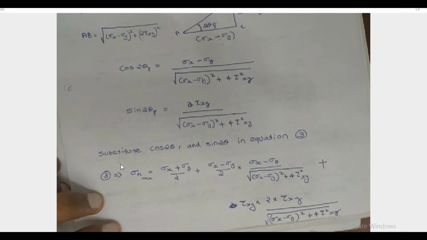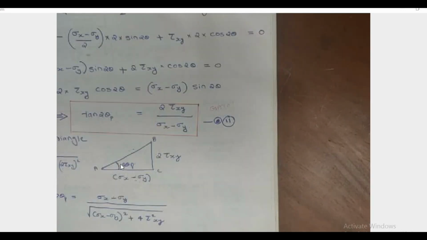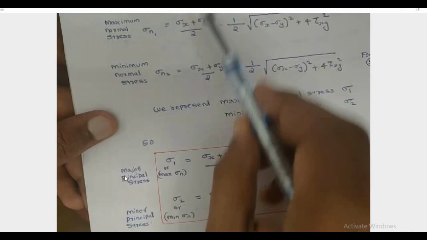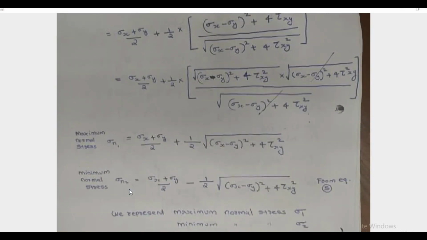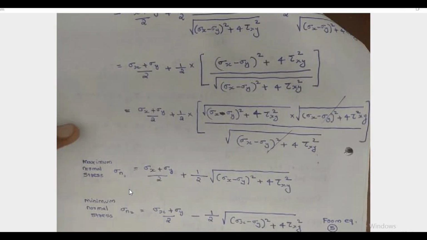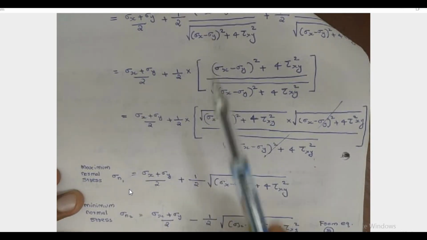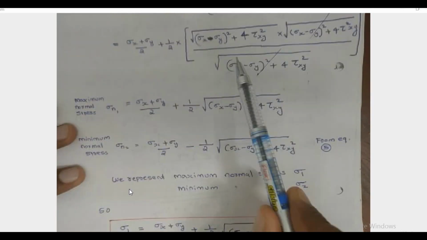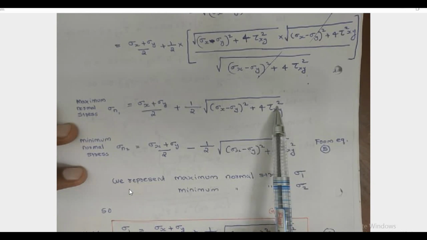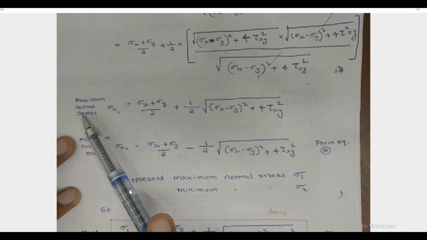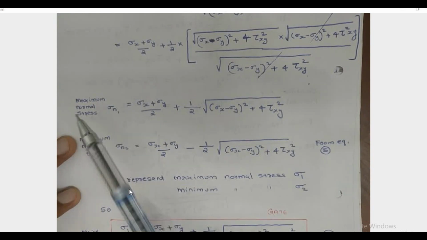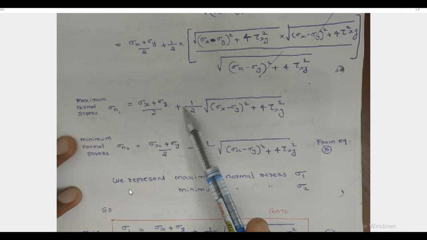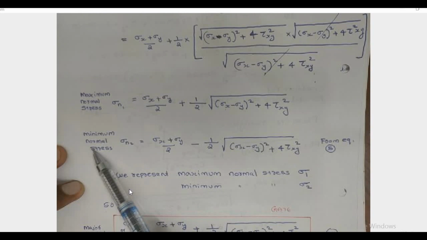And after simplification, so this is the simplification procedure. After simplification, we got this equation. That is the maximum normal stress or principal stress. Similarly, if we put a minus sign in between, we get the minimum principal stress.